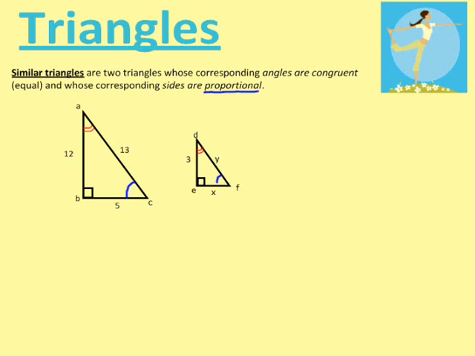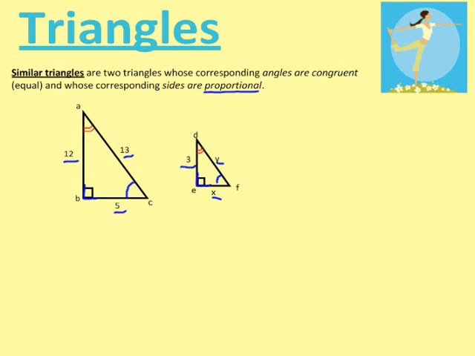So corresponding angles are the angles that match up, right? These two are corresponding here. You see angle A and angle D are congruent. You can tell by the two sets of lines. Angle F and angle C are congruent, so those are our corresponding angles. The corresponding sides: side 12 corresponds with side 3, 5 with X, and 13 with Y. Those corresponding sides are proportional.